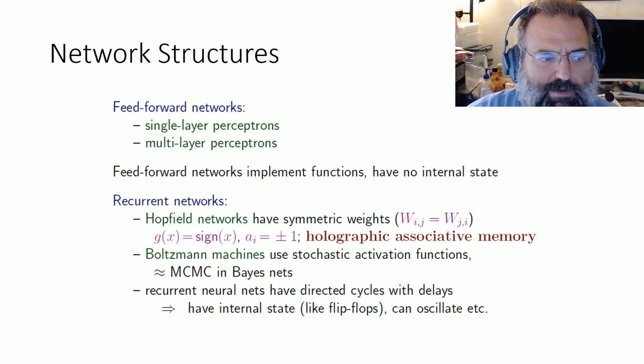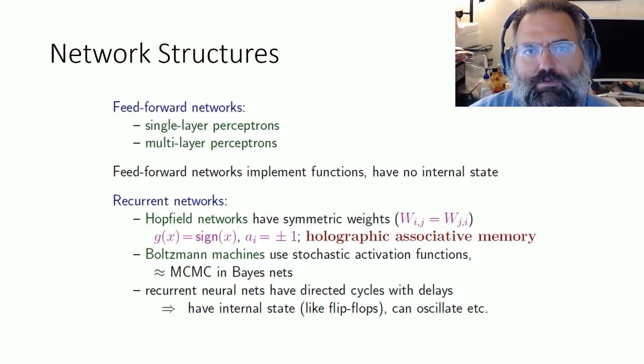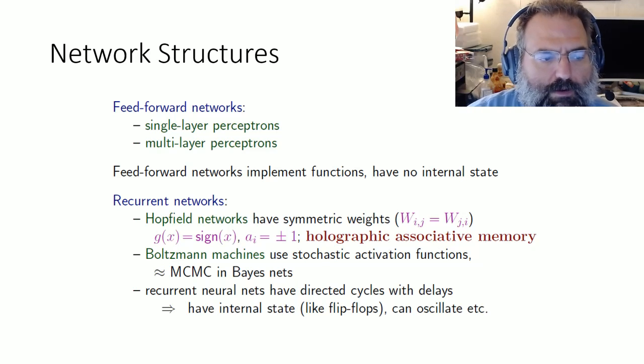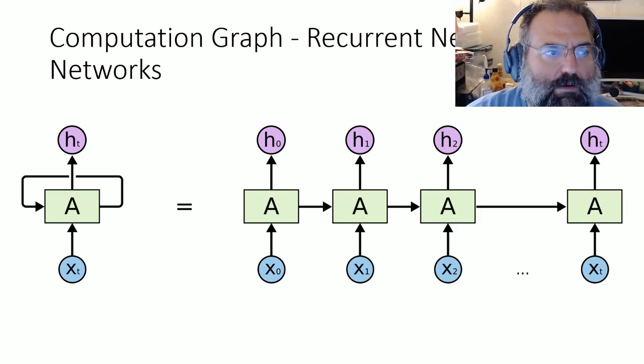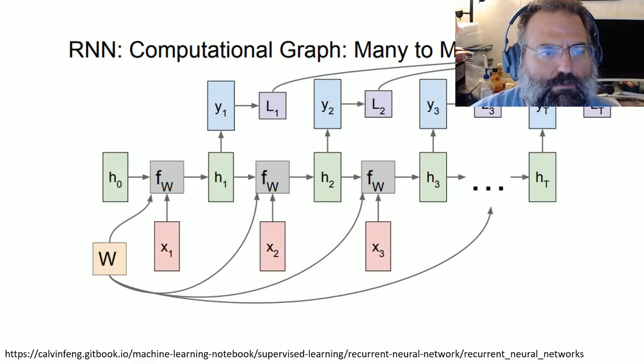So kind of revisiting some of this, you've got this concept of network structure. So you have feed-forward networks, which are single and multi-layer perceptrons. These don't necessarily have state internally. Recurrent neural networks do have a certain amount of essentially paths that they go through, and cycles and memory, and can do things like flip-flops and oscillation and so on. A computational graph for a recurrent neural network, and the key thing there is that it is essentially iterative in nature, where it can potentially be in a loop of sorts.